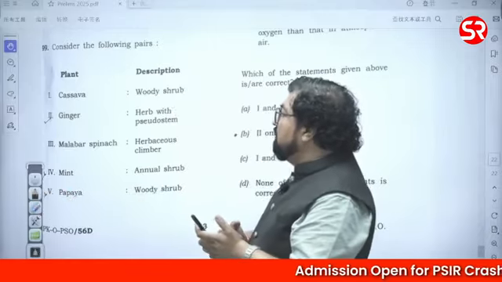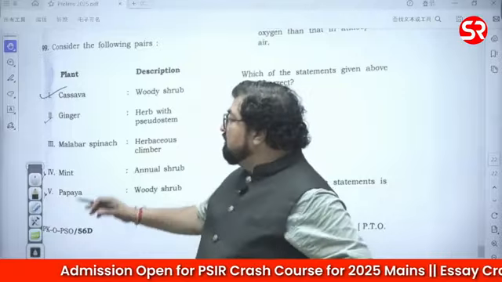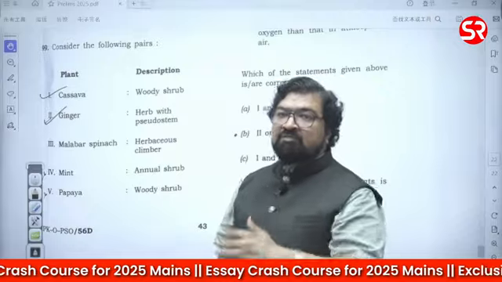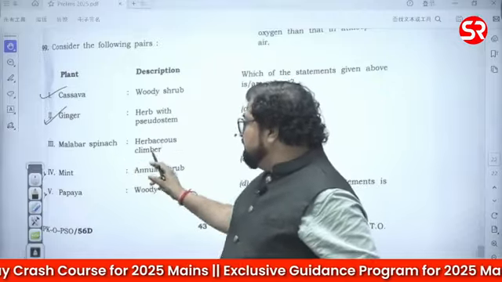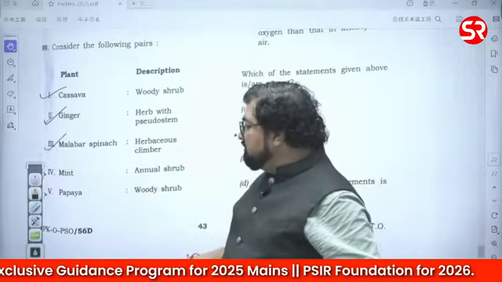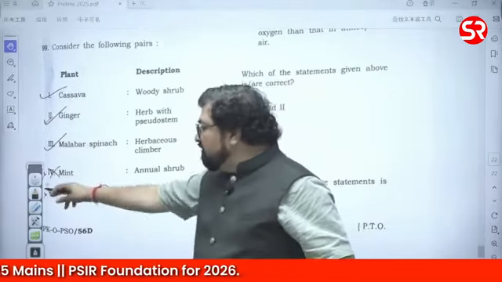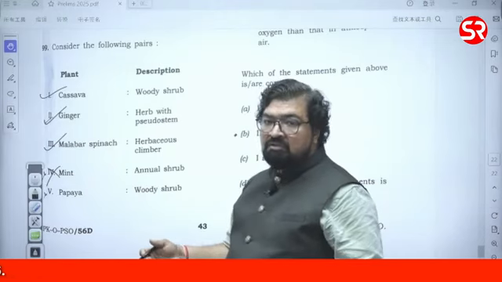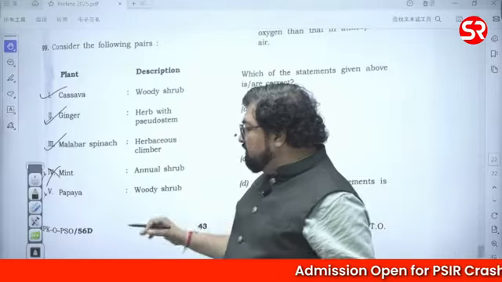Plant and description: cassava, woody shrub, is correct. Now ginger, herb with a pseudostem, that is a stem getting modified, so that is correct. Malabar spinach, herbaceous climber, just like a vine. So it is a climber there, right? Mint, annual shrub, that is wrong. Mint is not a shrub, it's basically a herb, and not annual; right, it's a perennial.